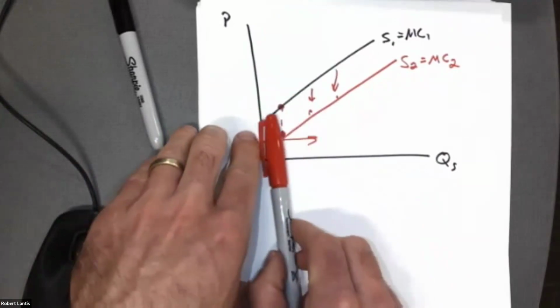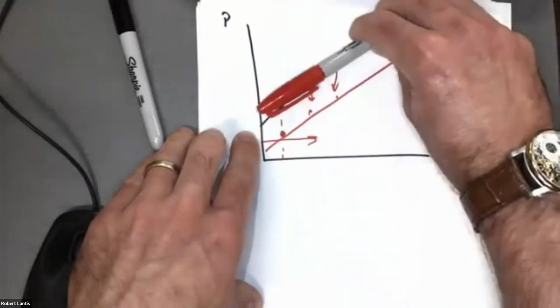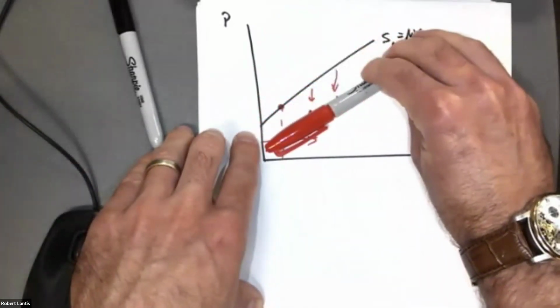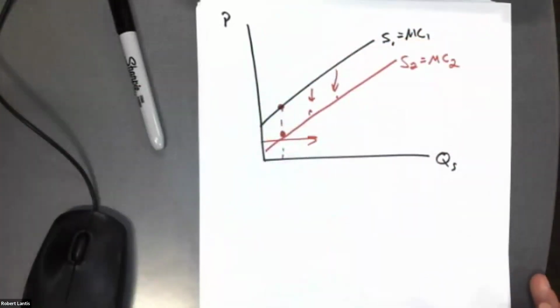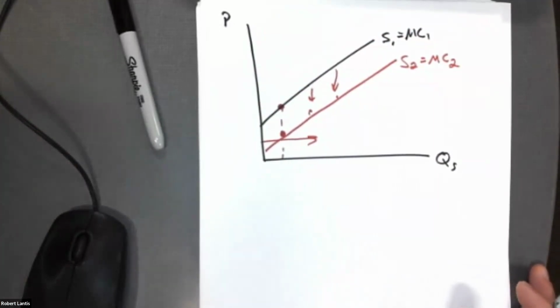So at every price, quantity supplied is going up, or you can think about it at every quantity, my costs to produce that good are going down. So I'm now going to be willing to supply some units before that I wasn't. Okay.